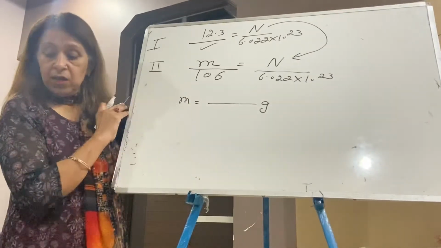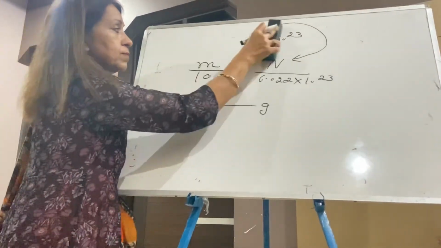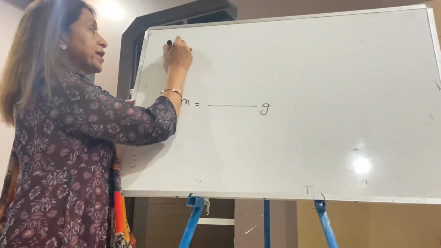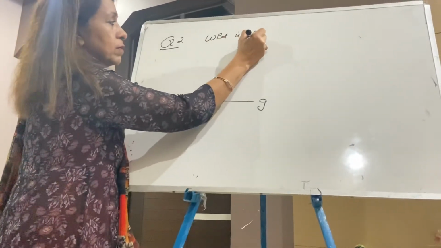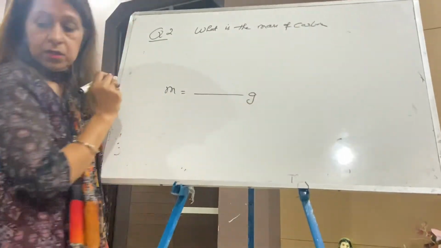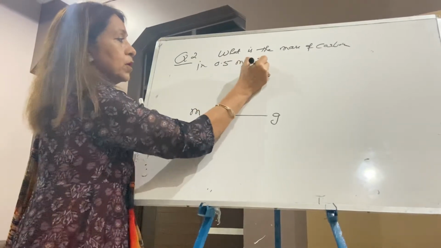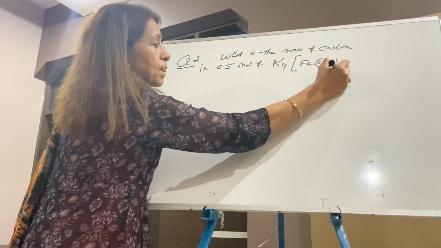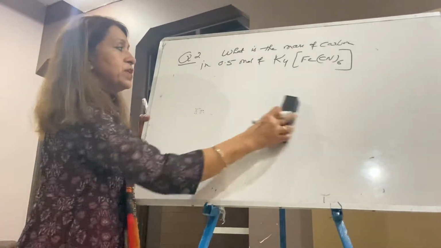Now I am taking the second numerical of mole concept. Write down question number 2. What is the mass of carbon in 0.5 mole of K4Fe(CN)6? Calculate the mass of carbon in 0.5 mole of K4Fe(CN)6.